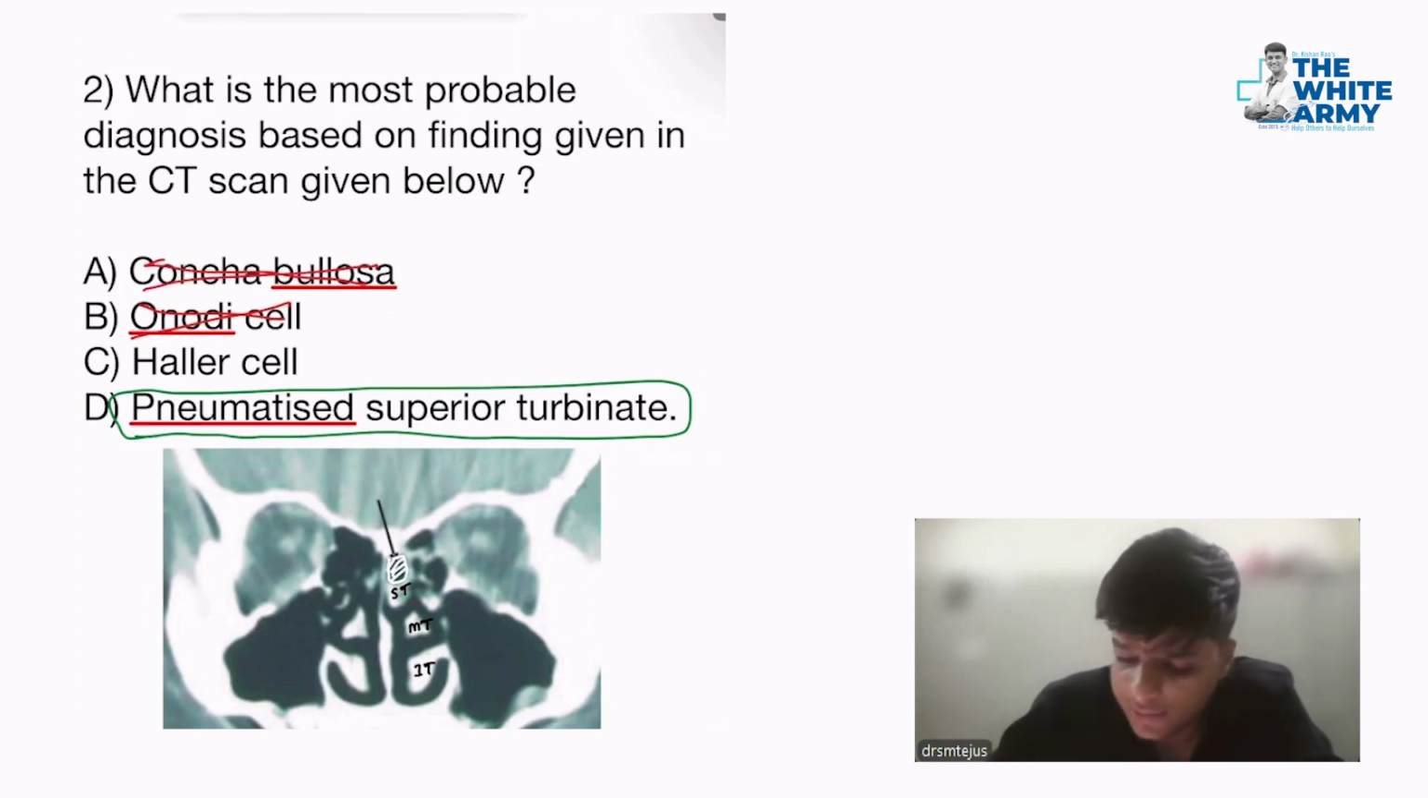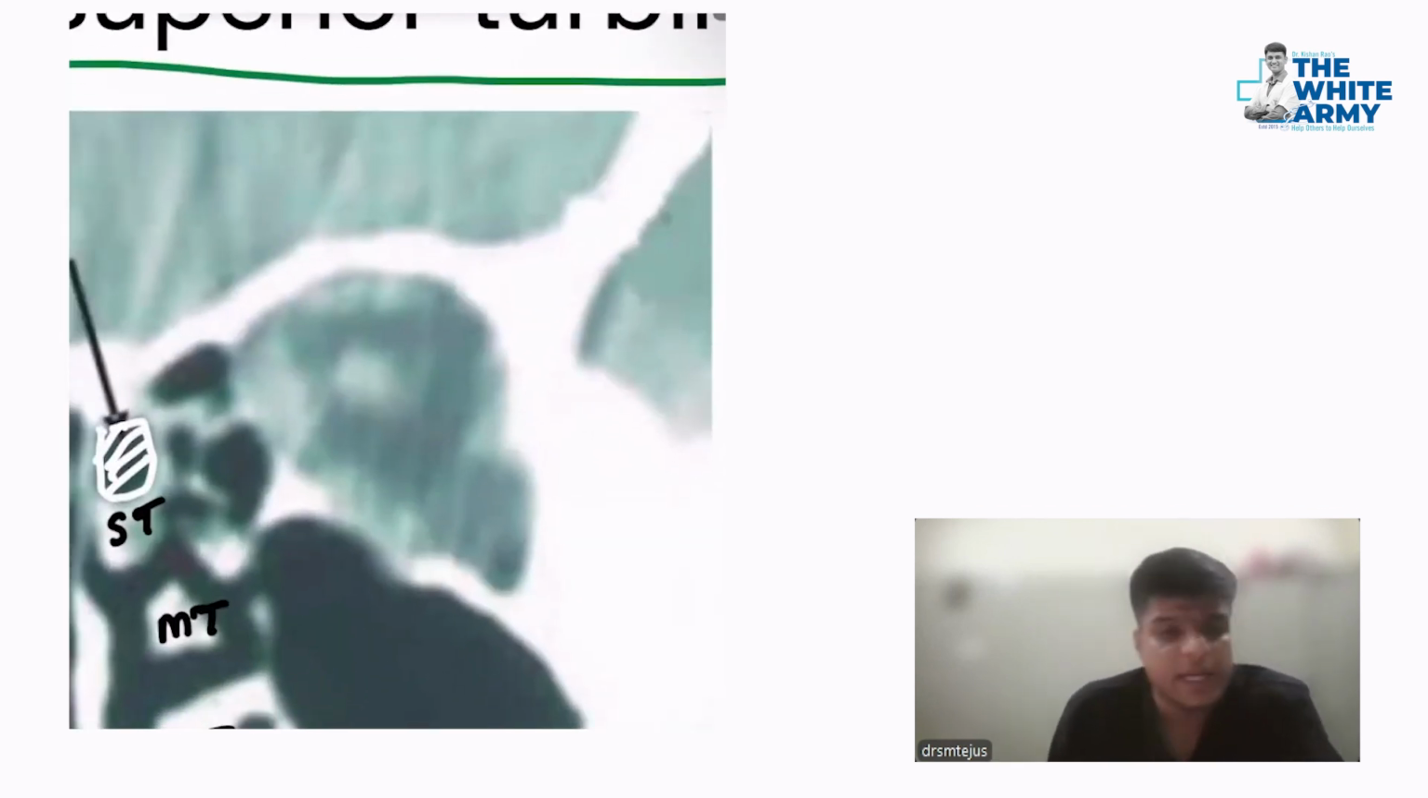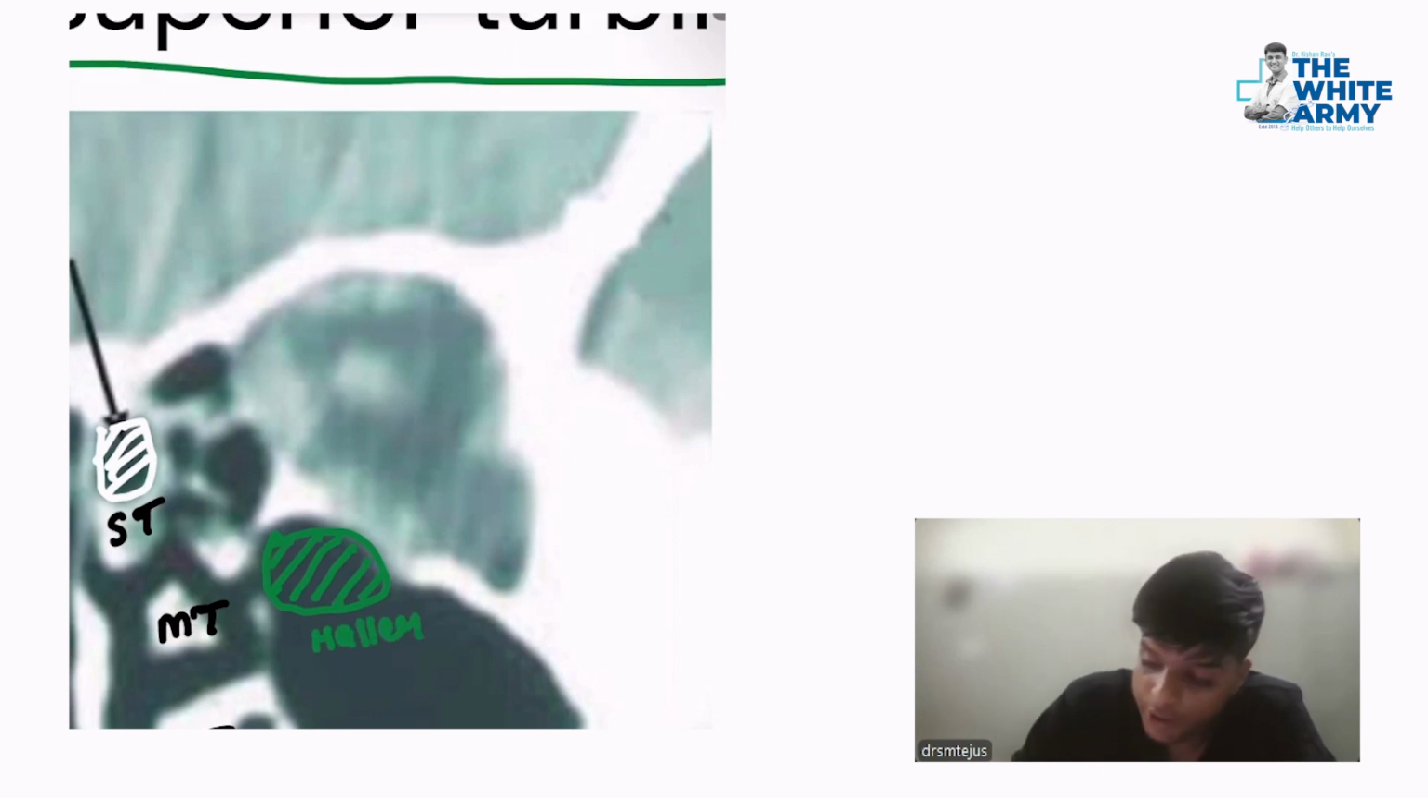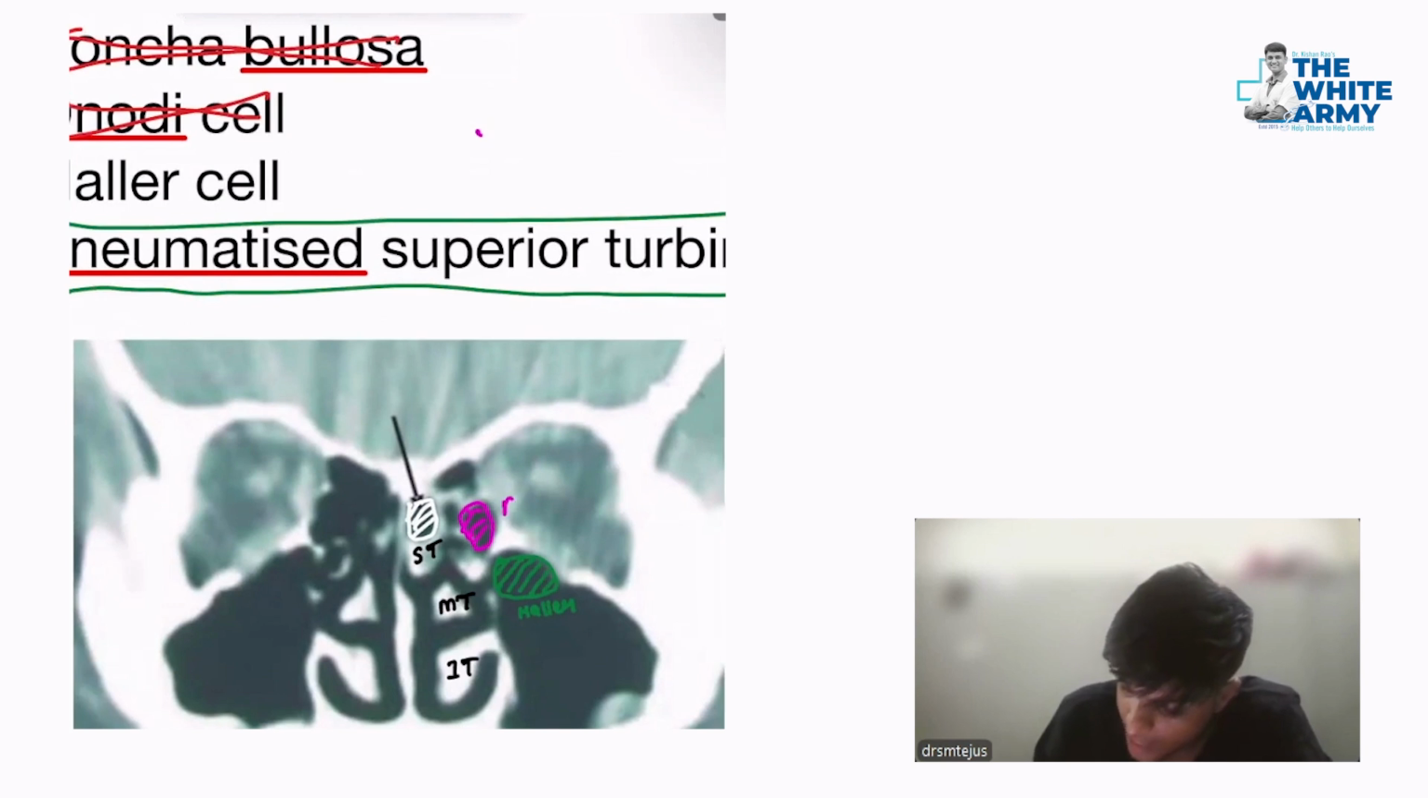Where is the Haller air cell? Like I already told you, it's in the roof of the maxillary sinus. So this air cell will be my Haller cell. And one more important cell which I can also see in this is my agger nasi cell. This is my agger nasi cell. And the bulla ethmoidalis is this cell. Like I already said, it is present in the middle meatus region and is the biggest anterior ethmoidal cell.